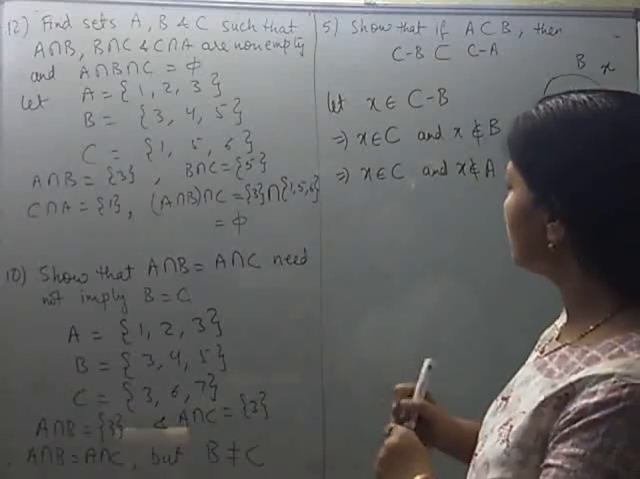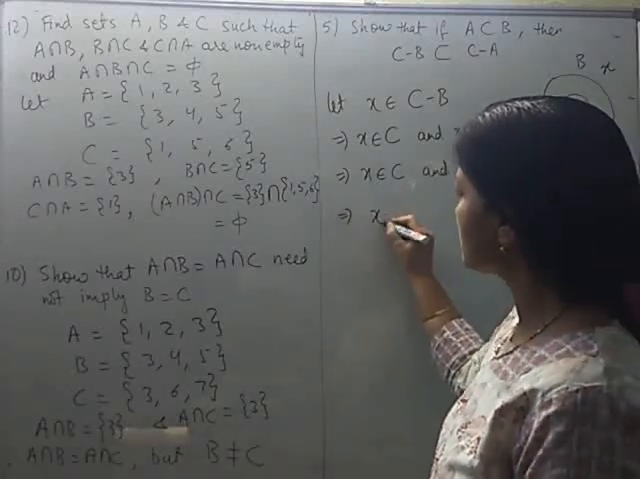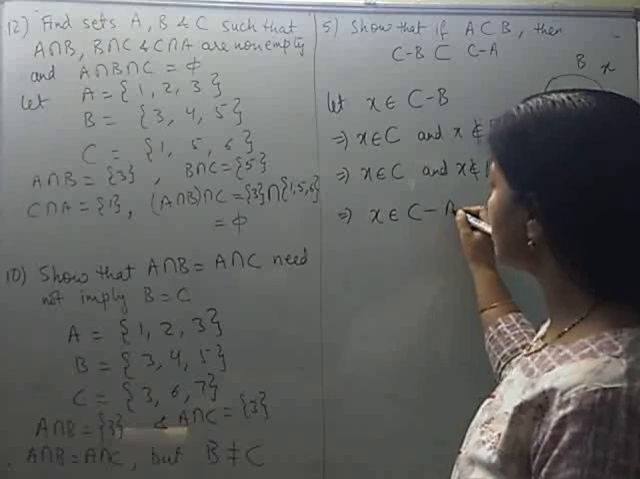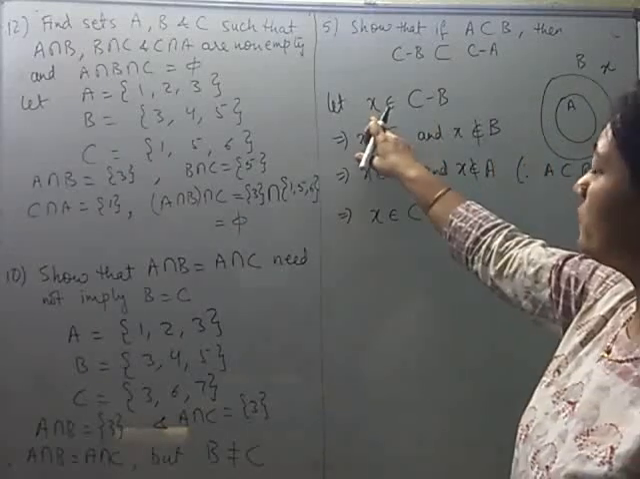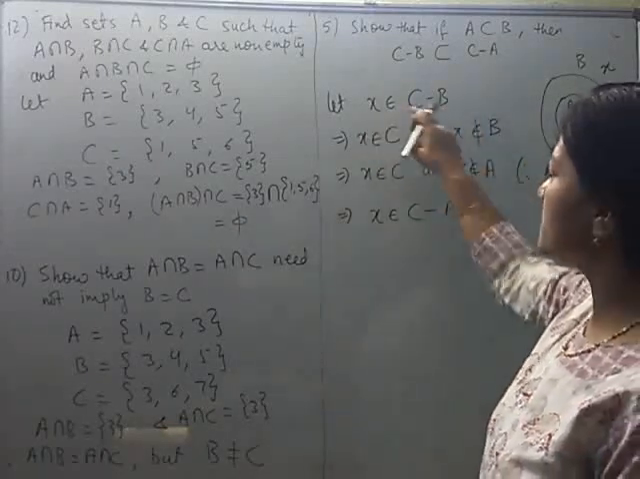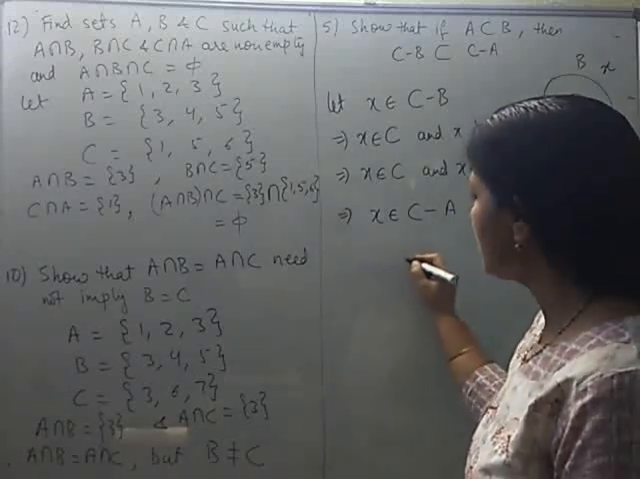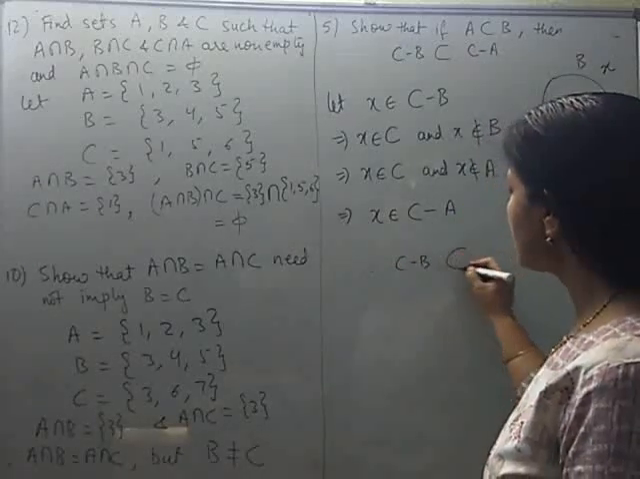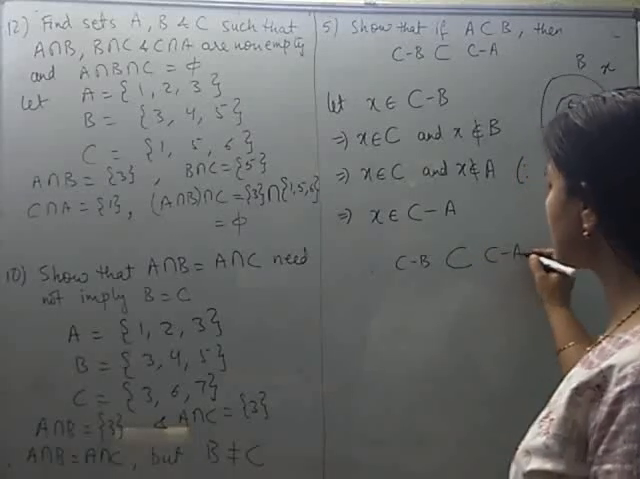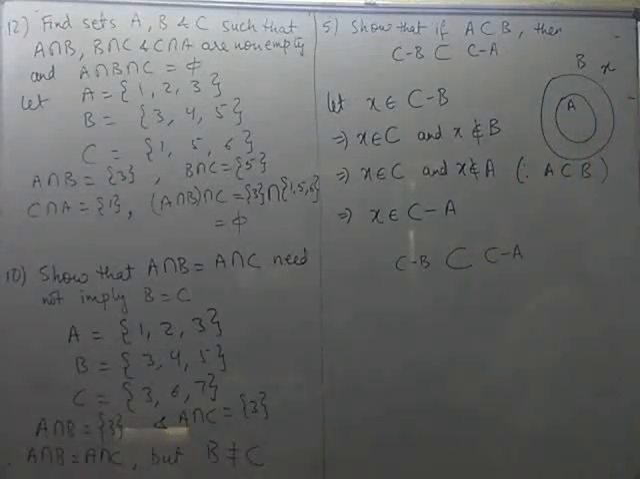Now look at this again. This means where is x? x is in the set C minus A. So we found every element of C minus B is also an element of C minus A. Therefore, we can say C minus B is a proper subset of C minus A.